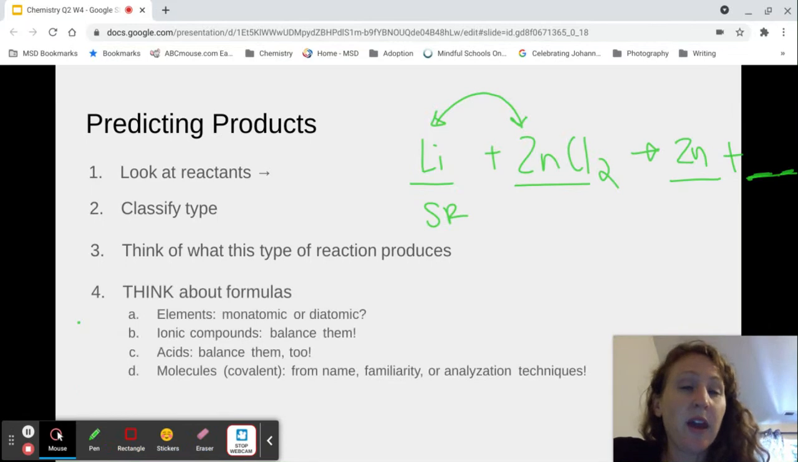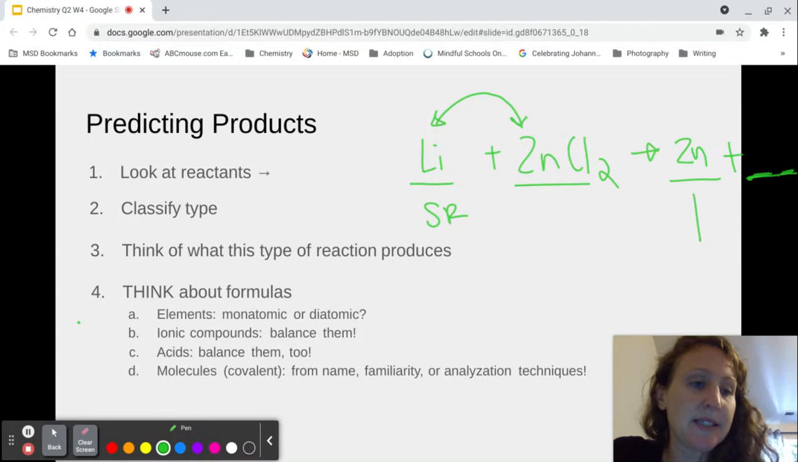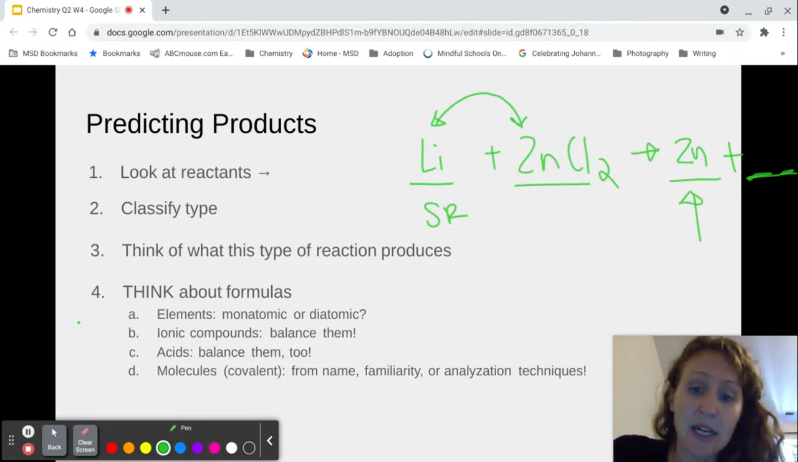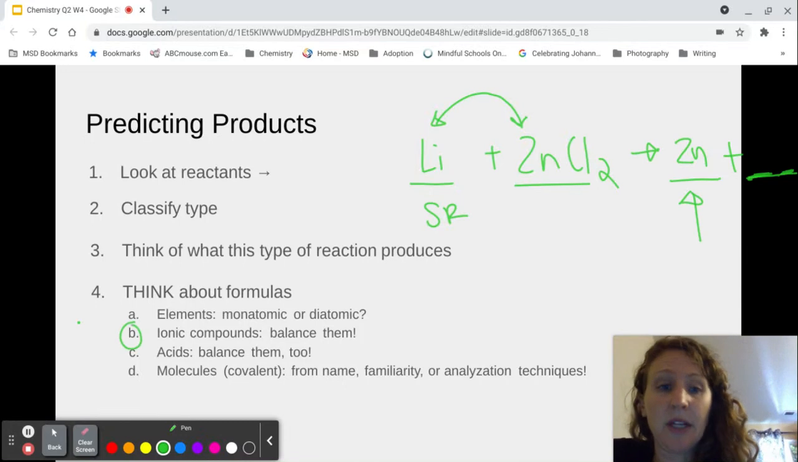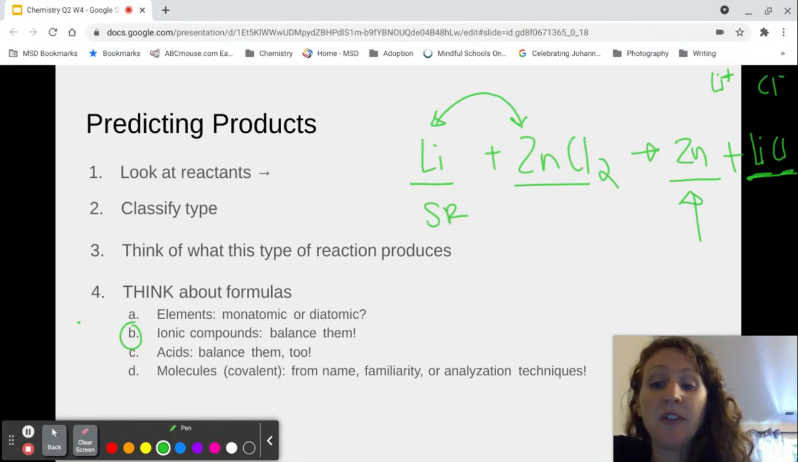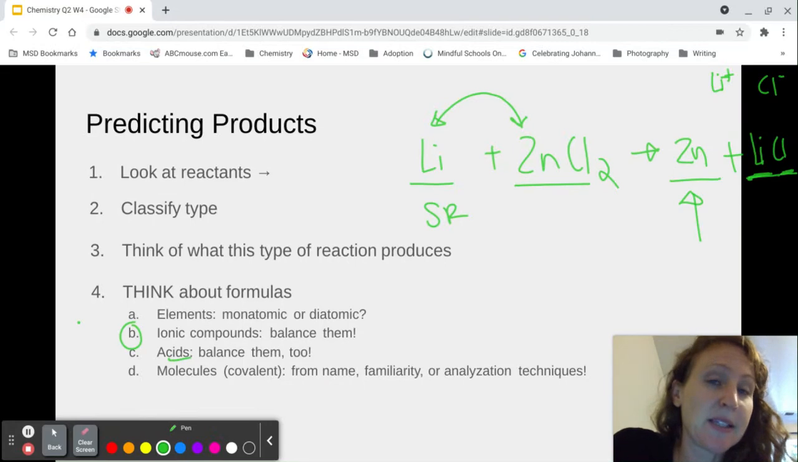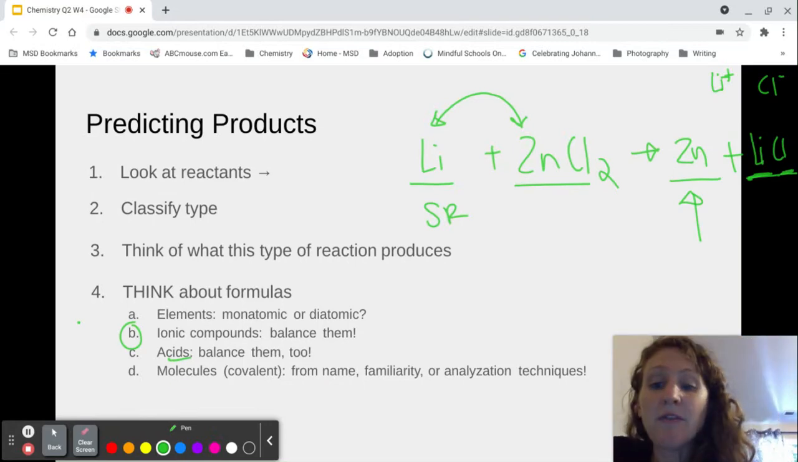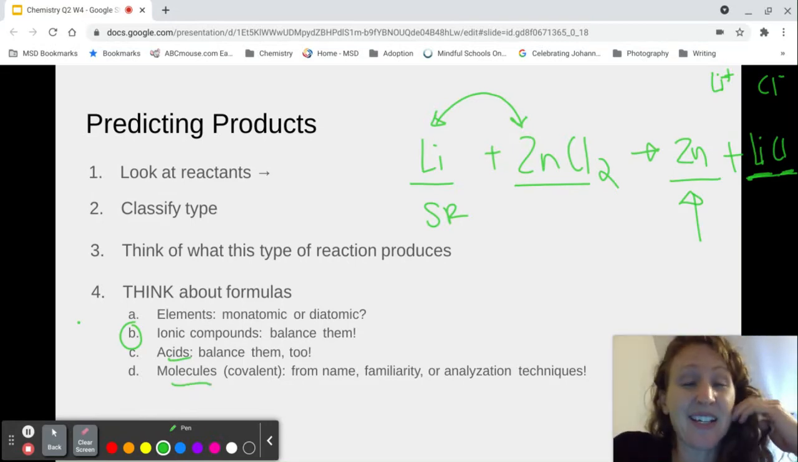You have to think about formulas at this point in time. If you form an element, you have to think, is that element going to be monatomic or diatomic? If you form an ionic compound like we're about to do with lithium and chlorine, you're going to have to balance that compound. So lithium is a 1 plus, chlorine's a 1 minus. So I'm going to get lithium chloride, LiCl, one of each. If you have an acid, you're going to have to balance those too. If you have molecules, these are the hardest ones to predict.